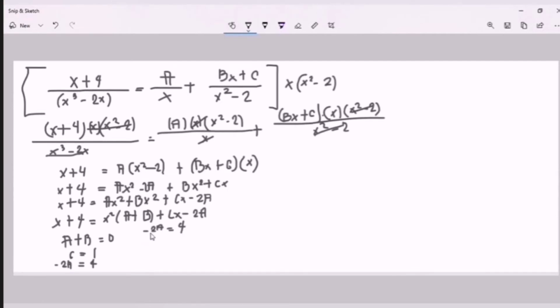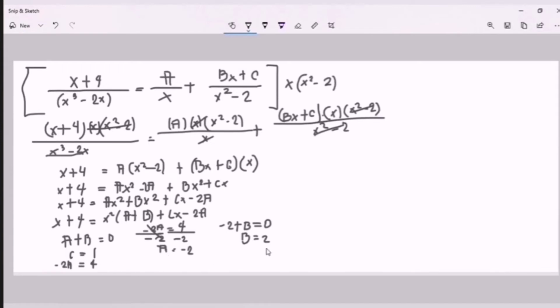So just divide both sides by negative 2. So 4 divided by negative 2, that would be a equals negative 2. And then since we already have our value for a, let us substitute this value to the first equation to find the value of b. So negative 2 plus b equals 0. So using additive inverse property, move negative 2 to the right side. That would be b equals 2.